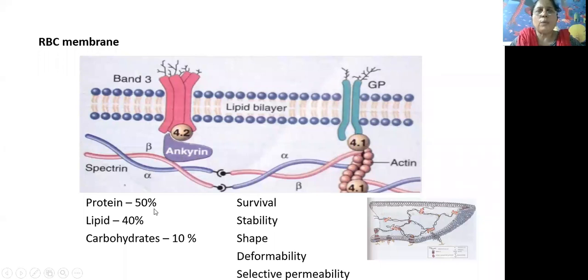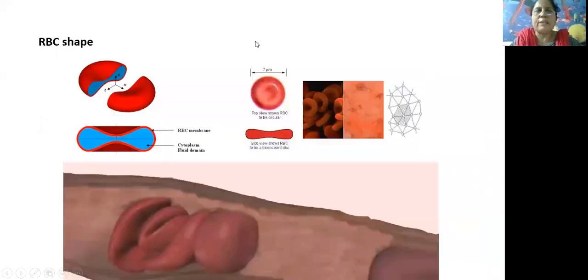Okay. So why is this important? This membrane is crucial for the survival of the RBC, for 120 days. For the stability, what is the stability? It has a selective permeability and it should be stable. Then shape, biconcave. Deformability, I will tell you what is deformability. Then selective permeability, it will let in some things and let out some things. So for that, this membrane is very, very essential.